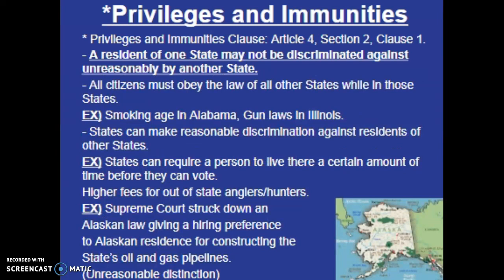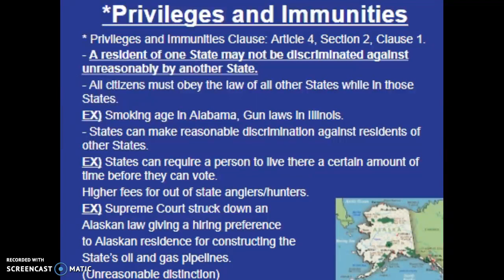All right, privileges and immunities. Privileges and immunities clause, Article 4, Section 2, Clause 1. A resident of one state may not be discriminated against unreasonably by another state. All citizens must obey the law of all other states while in those states. Example: smoking age in Alabama, gun laws in Illinois. States can make reasonable discrimination against residents of other states.